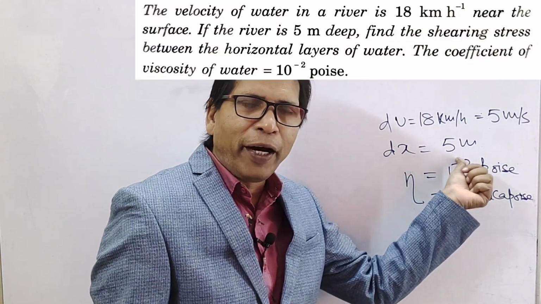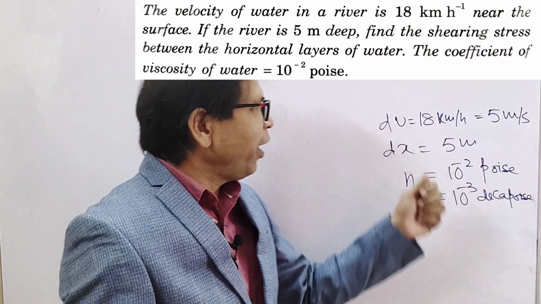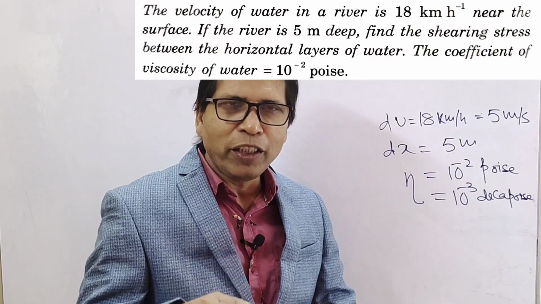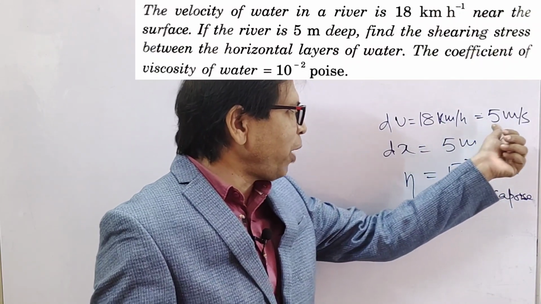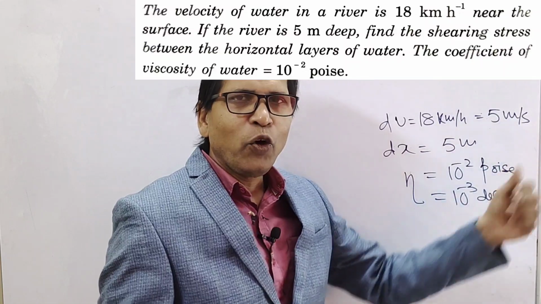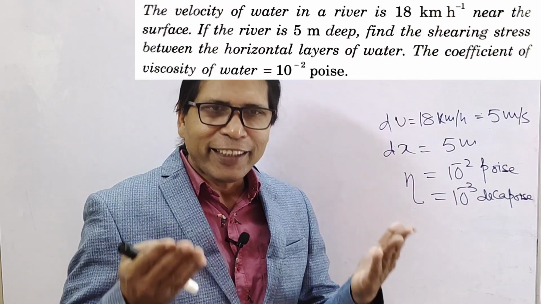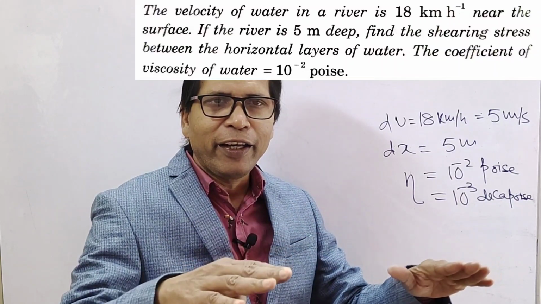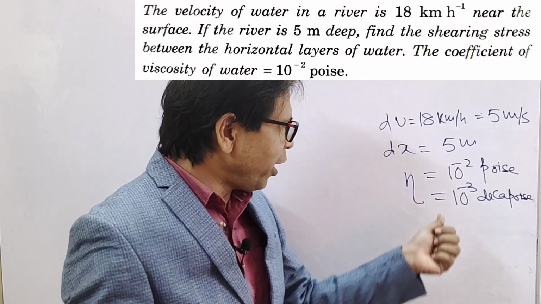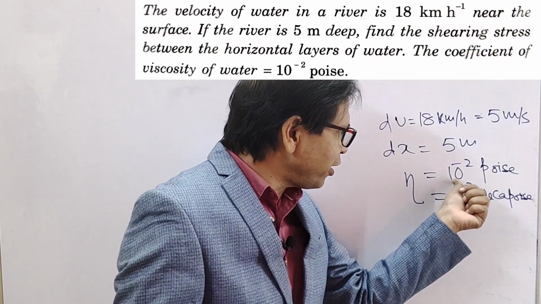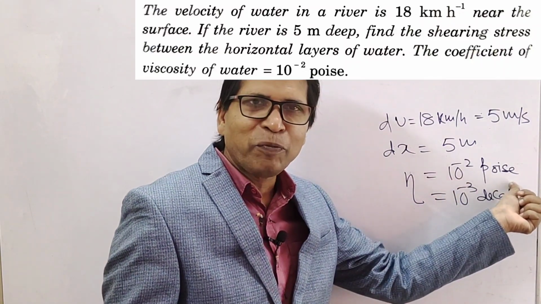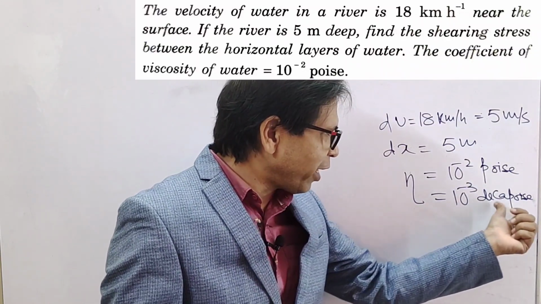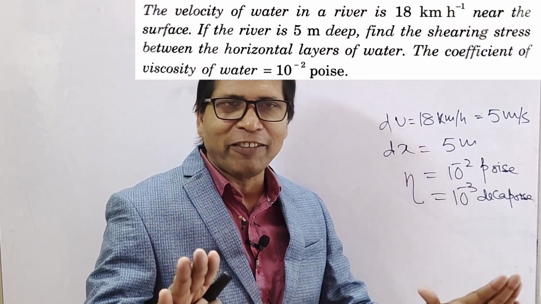The depth of a river is 5 meter and the velocity of water at the surface is 5 meter per second. We have to calculate the shearing stress produced in the horizontal layer in the river. Here the coefficient of viscosity is 10 to the power minus 2 poise. As poise is a CGS unit, it should be converted into decapoise, which is the SI unit.